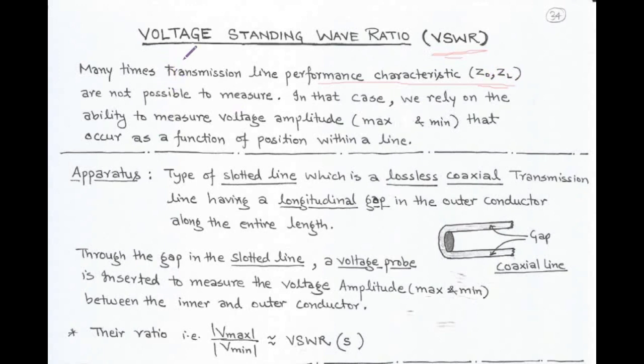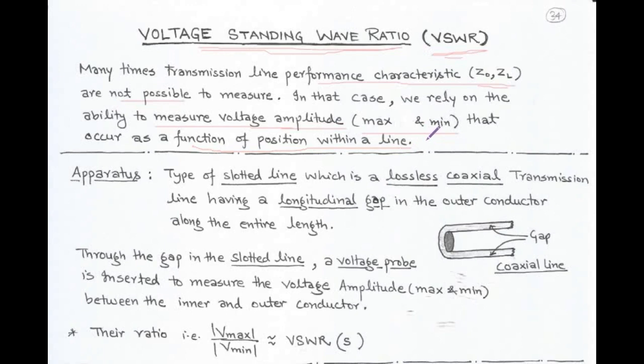Many times it is not possible to determine the performance characteristics of the transmission line. In that case, we use the standing wave ratio to determine the performance characteristics, that is Z0 and ZL. And to determine the voltage standing wave ratio, we have to measure the voltage amplitude, having maximum voltage amplitude and minimum voltage amplitude, and both are functions of position within the transmission line.